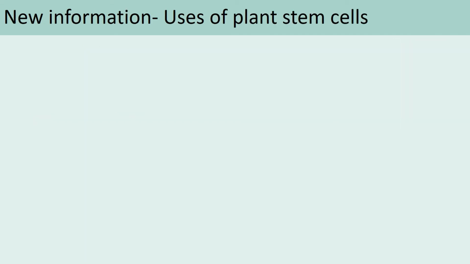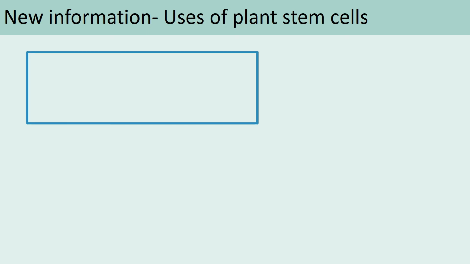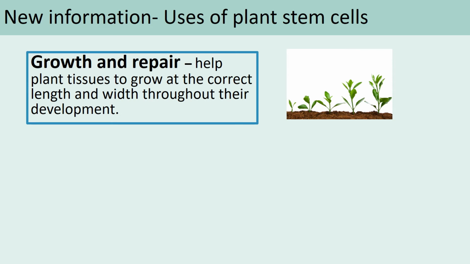So we're now going to move on to the uses of stem cells. Now, one really important part of any of the cells is that they're there for growth and repair. So plant stem cells help plant tissues to grow at the correct length and width throughout their development.